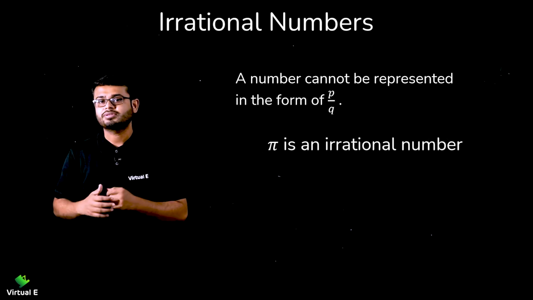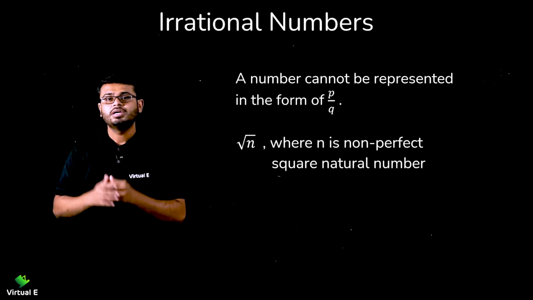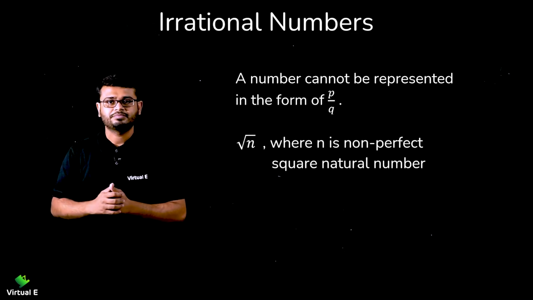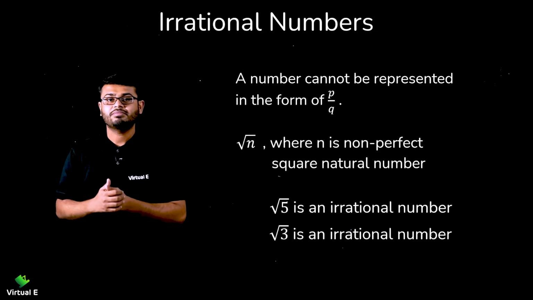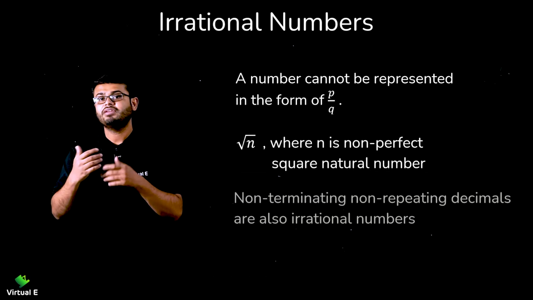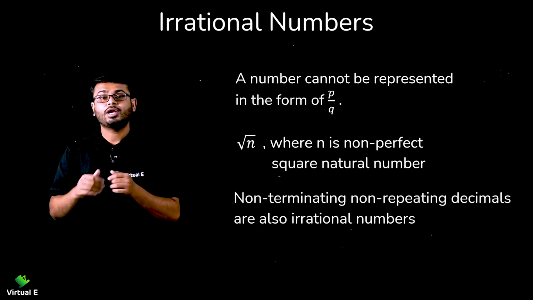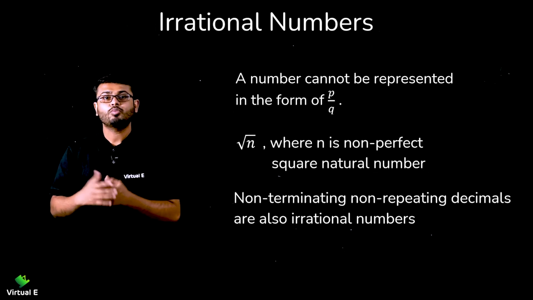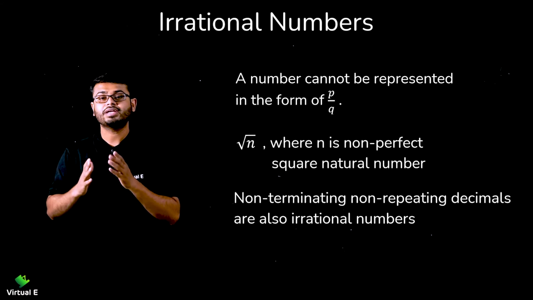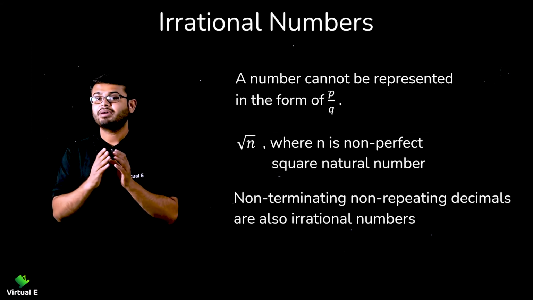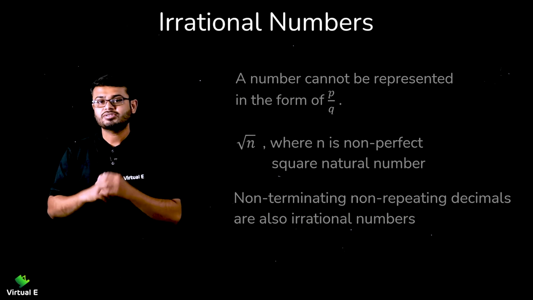Pi is an irrational number, and you must have come across this kind of number, the square root of some number which is not a perfect square, like square root of 5, square root of 3. We cannot express them in p by q form, right? Or if you have any decimals that are non-terminating and non-repeating, can we express those kinds of numbers as p by q form? No, we cannot. So those kinds of numbers are called irrational numbers.